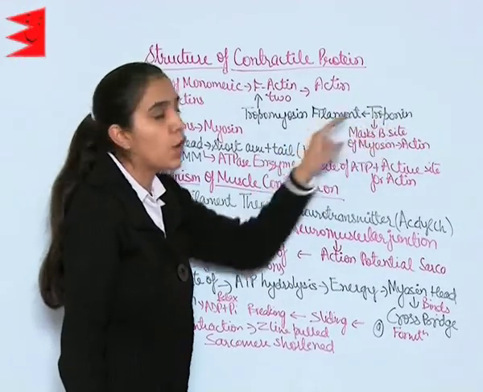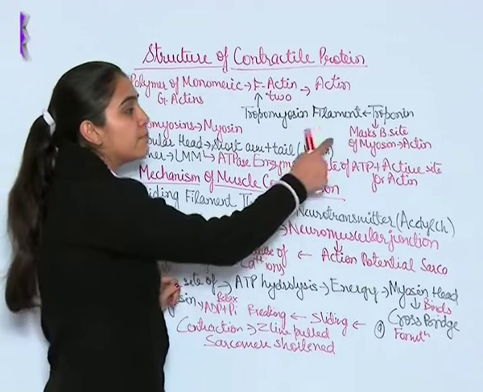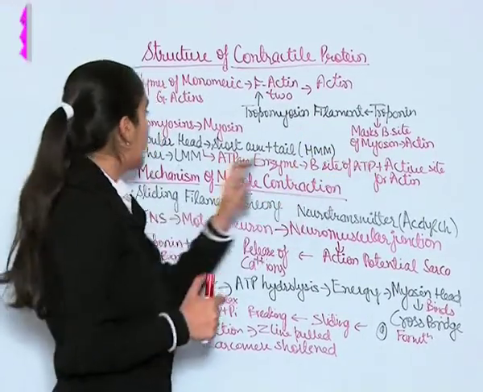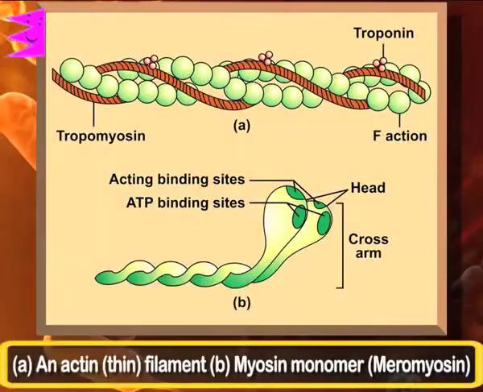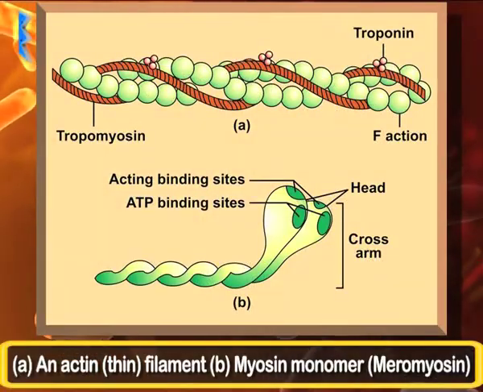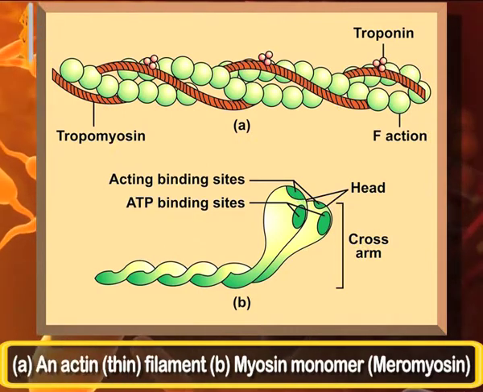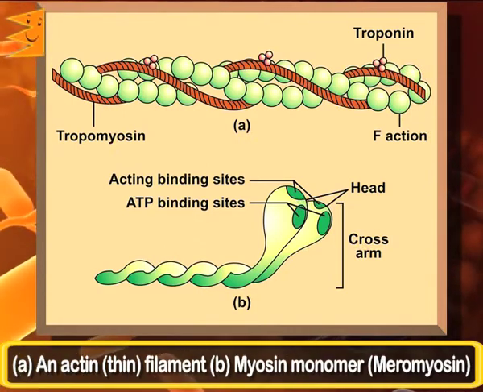This tropomyosin filament is made up of troponin. This is a complex protein which masks the binding site of myosin, and you can see in the diagram how this tropomyosin is formed by troponin.